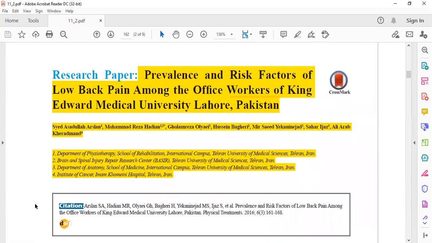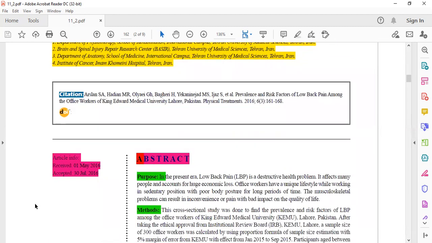After that, here is the citation or DOI number of your research paper, the reference of this research paper. After the article info, it was received on 1st May 2016 and accepted on 30 July 2016. Some journals also mention the publishing date. After that, here is the abstract of your research paper. Okay, abstract. Here we will learn about the different parts of the abstract.